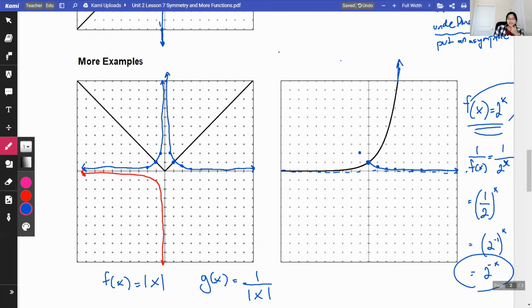Oh, that's a reflection, isn't it? We're taking f of x and plugging in negative x. That's a reflection over the line x equals 0. The reciprocal of 2 to the x is a reflection over the line x equals 0.